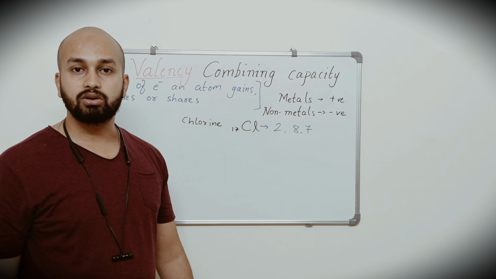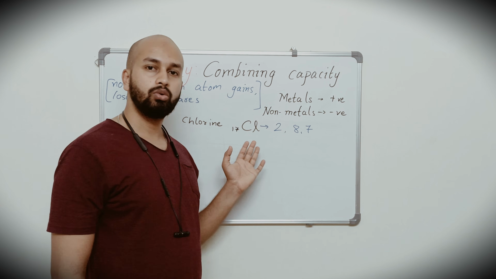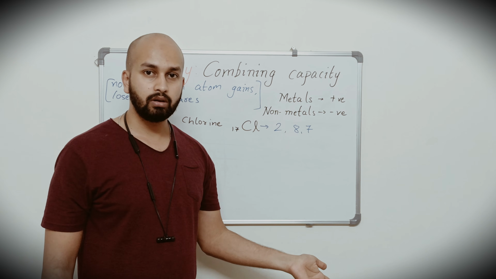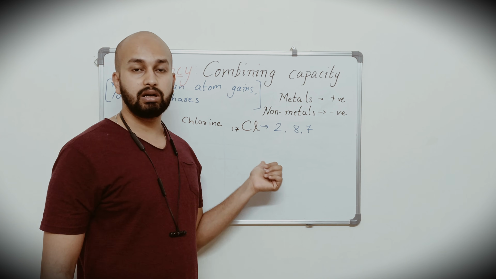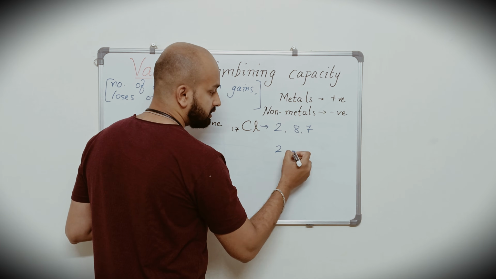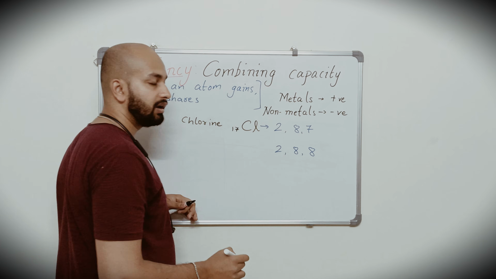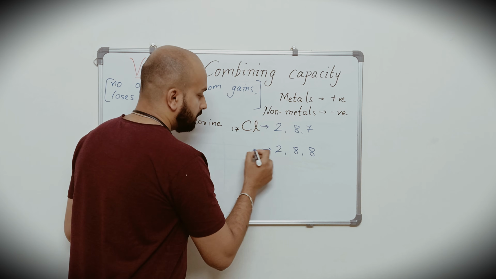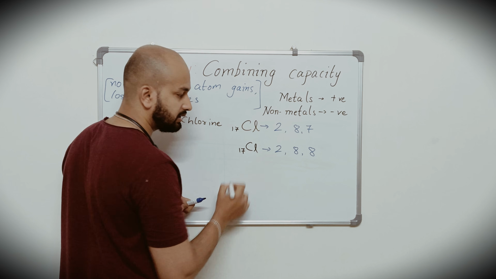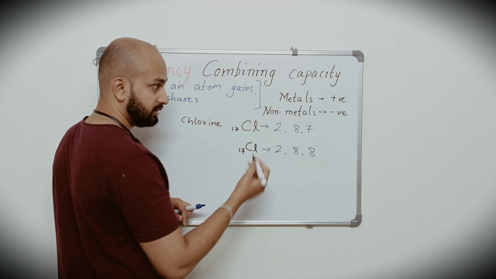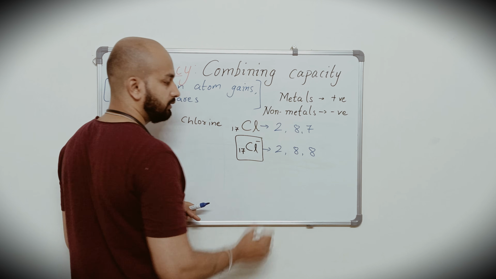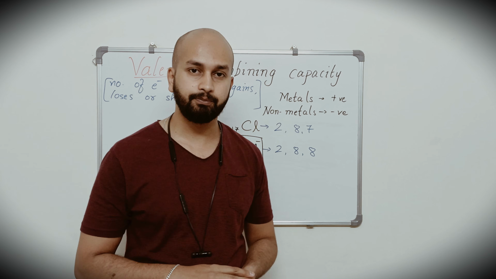Now, it is not stable according to the octet rule. So, what will it do? In the previous case, in sodium, the atom lost an electron. Whereas here, that chlorine atom will gain an electron. So when it gains that electron, the configuration will turn into 2, 8, and 8. I'll write the symbol as it is, the atomic number as it is, but the valency or the charge is going to be minus. Is it clear? Cl minus.